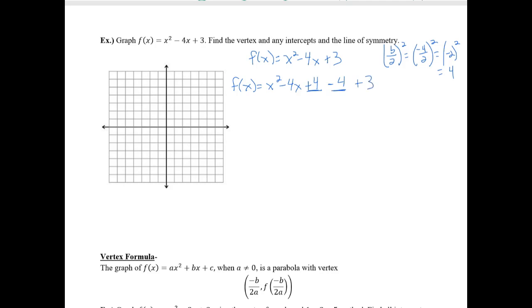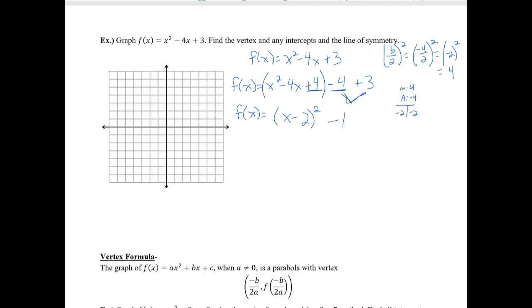Now we factor just these first 3 terms. And we want something that will multiply to positive 4 and add to negative 4. That would be negative 2 and negative 2 again. So it's going to factor into x minus 2 times x minus 2, or x minus 2 squared. We don't forget to add. Negative 4 plus 3 is negative 1.